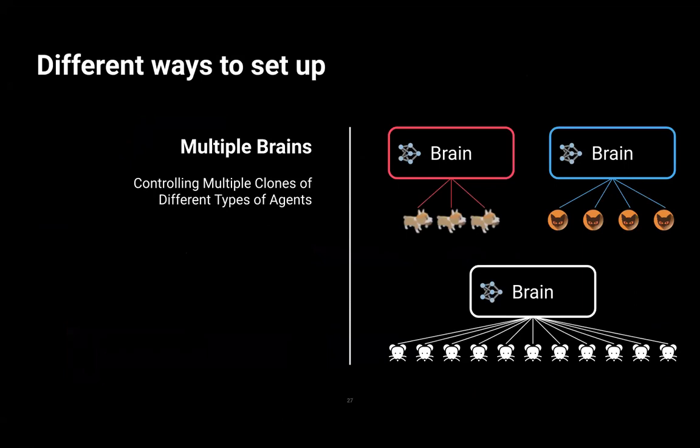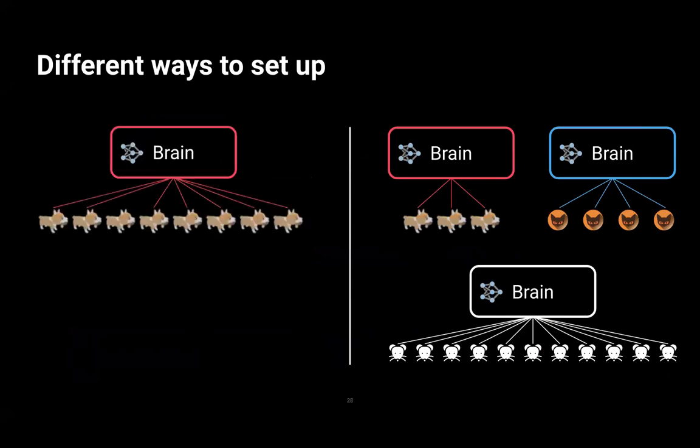You could also have multiple brains, each one controlling a different type of agent. For instance, in this case, you have one brain controlling all the dogs, one brain controlling all the cats, one brain controlling all the rats, and you want each of these to have different observations, different actions, and different policies or behaviors, right? So you use multiple different types of brains to do that. So two ways to set up your brain.